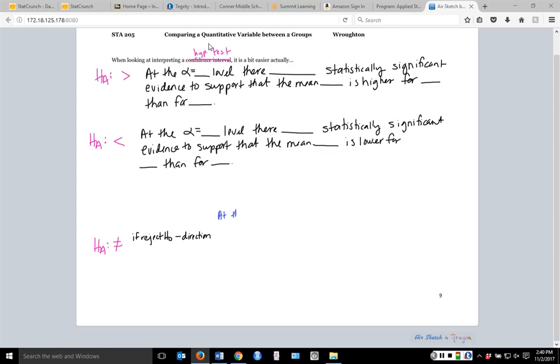Once we have that, it's going to look very similar. So at our alpha equals whatever level, since we would have actually rejected here, I'm going to put that there is statistically significant evidence to support that the mean, whatever we're talking about, is, and I have to decide, okay, is it lower or is it higher based upon that direction, for this group than for that group.